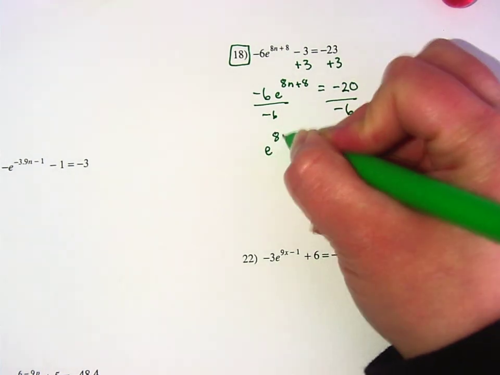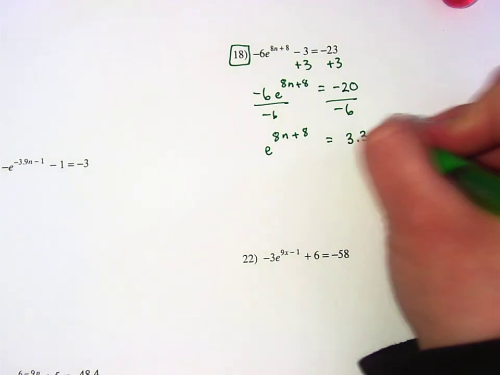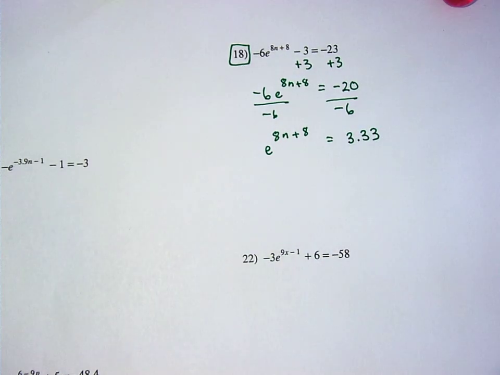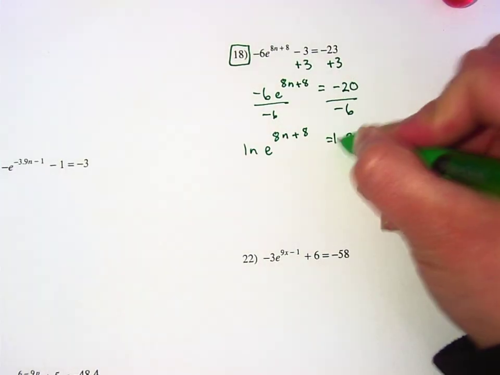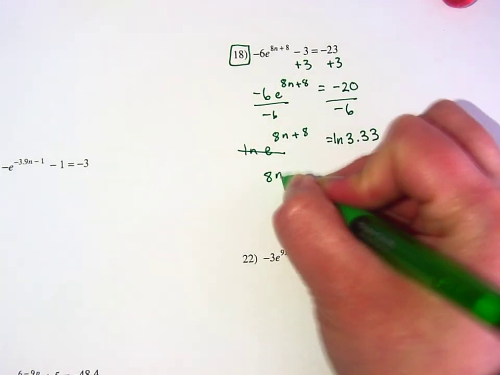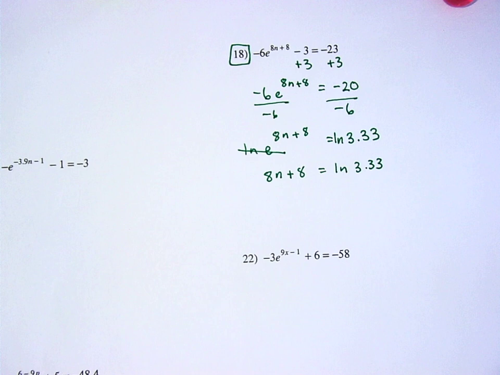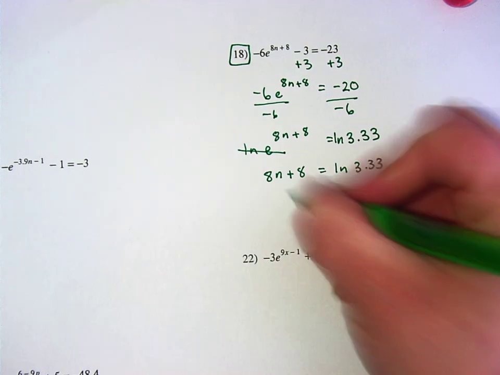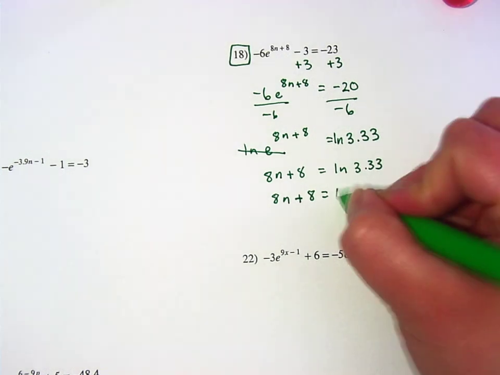So now I've got e to the 8n plus 8 equals 20 divided by 6, which is 3 1/3, or we'll just do 3.33 right now. Now what do you think we should do? Now we're doing the natural log. Do you see how we can't even get up into the exponent until we get rid of this e? A natural log on both sides will cancel out that e. Now you're left with 8n plus 8 equals the natural log of 3.33. You don't have to do any change of base stuff. You can just type in right now in your calculator the natural log of 3.33 and write that number in. That's 8n plus 8 equals 1.2 I got.